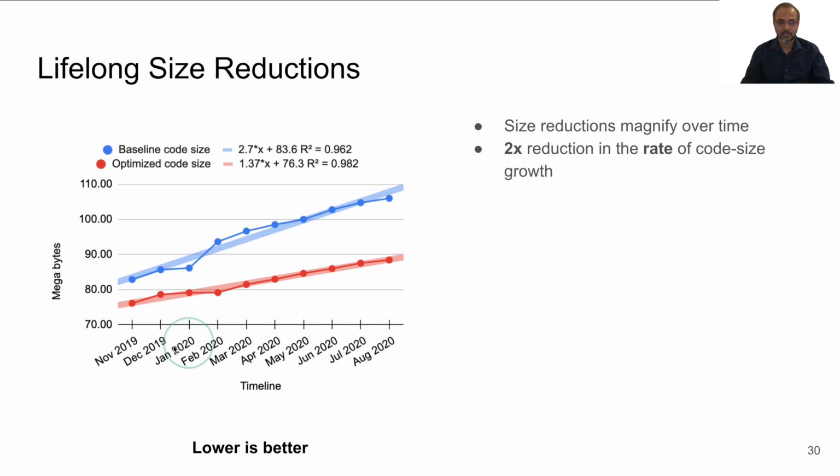We tracked the benefits of our optimization on the Uber rider app for close to a year and noticed that it not only reduces size, but the percentage reduction grows with time. We see that our optimizations reduce the code size growth by 2 times. Hence, the optimization has a long-term benefit.